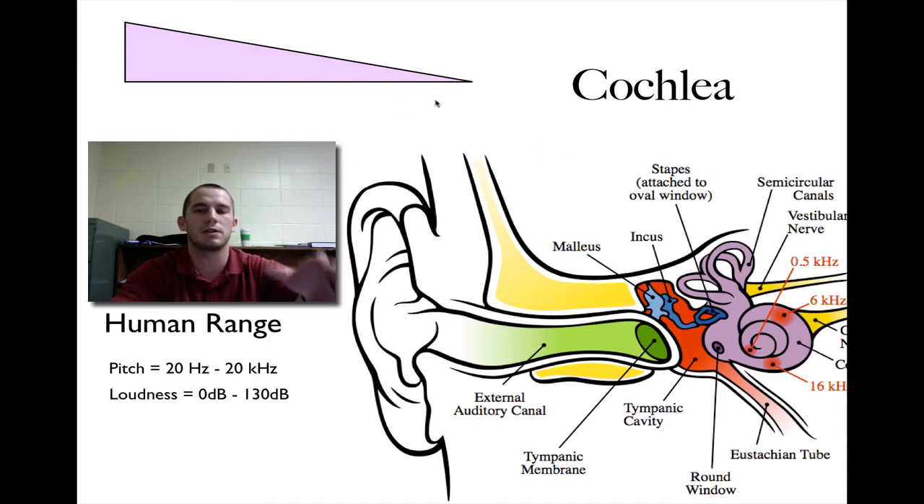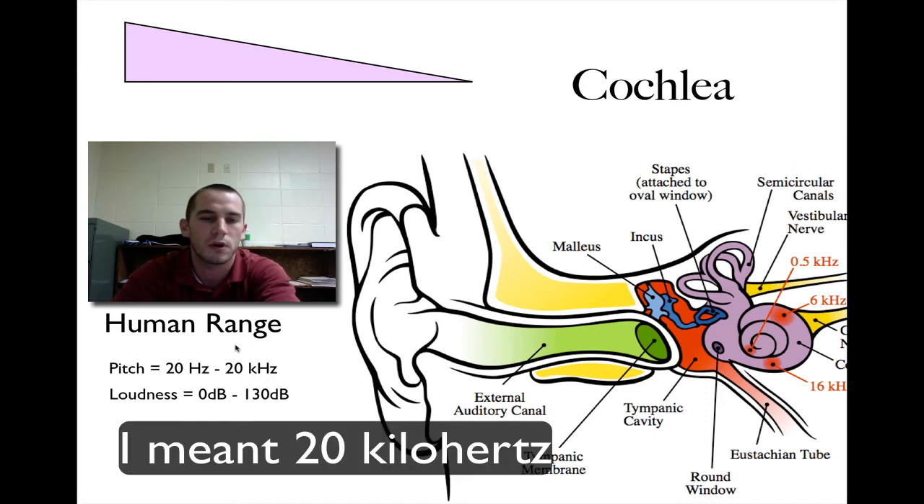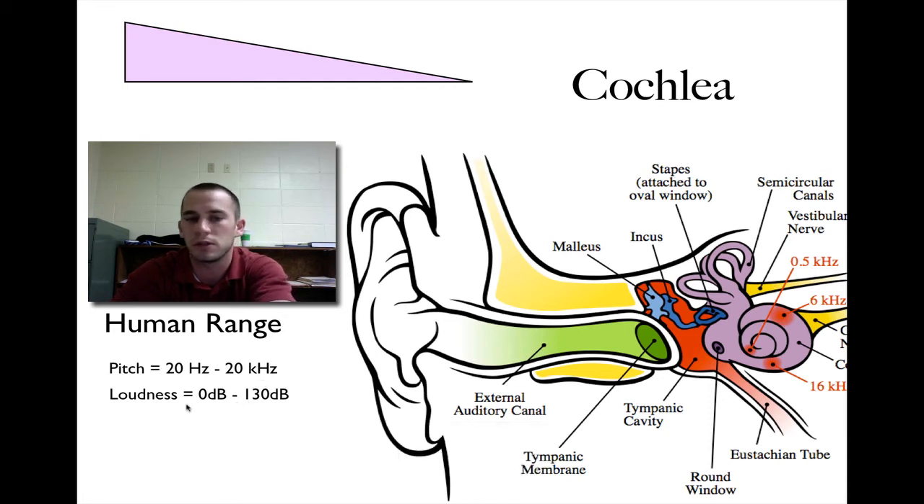So we have this range. Because our cochlea is a certain size, we have a range in which we can hear different frequencies. And so with pitch, or our frequency, literature tells us that we can hear about 20 hertz to about 20,000 hertz. And so that's for the human range. For loudness, or our amplitude, we can hear about 0 decibels to about 130 decibels. And you probably can't hear more than that, but it's going to be damaging to your ear.